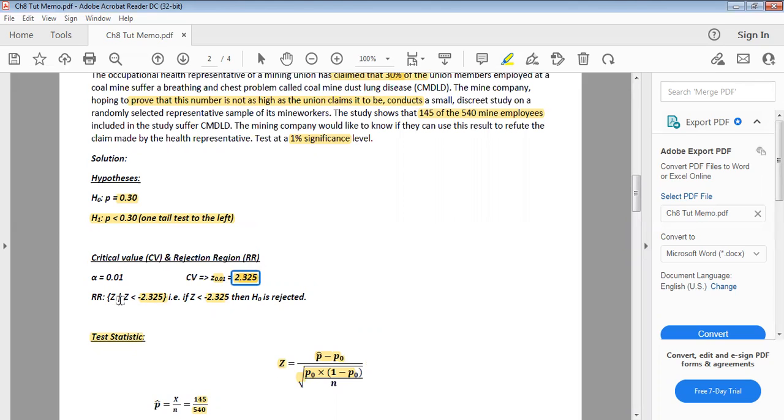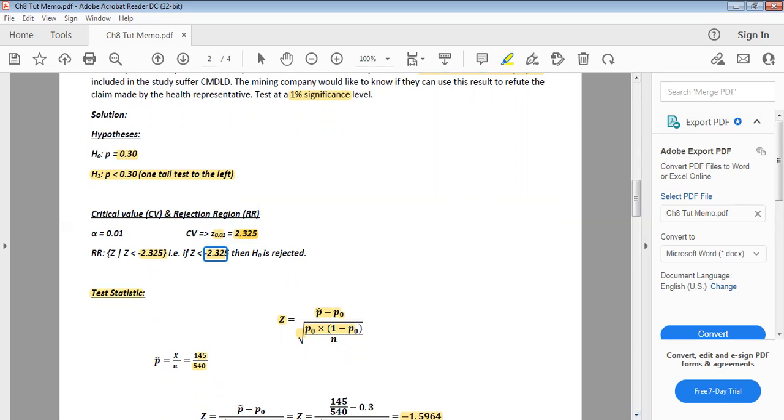That's why here you say you can only reject if Z is less than the negative of that, because it's a one-tail test. If it was greater than, you would just leave it as it is. You don't put a negative value there. Okay, I hope I've answered your question.